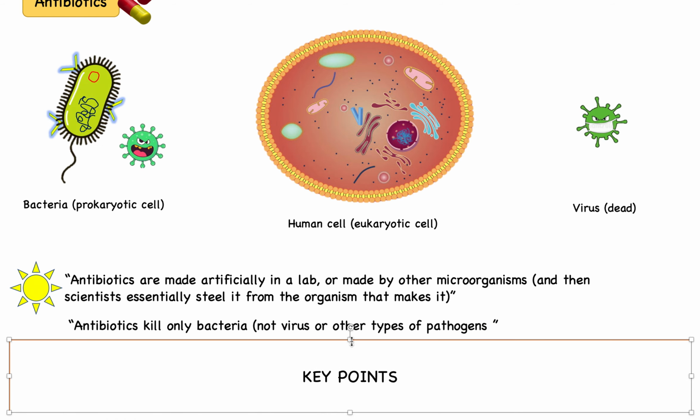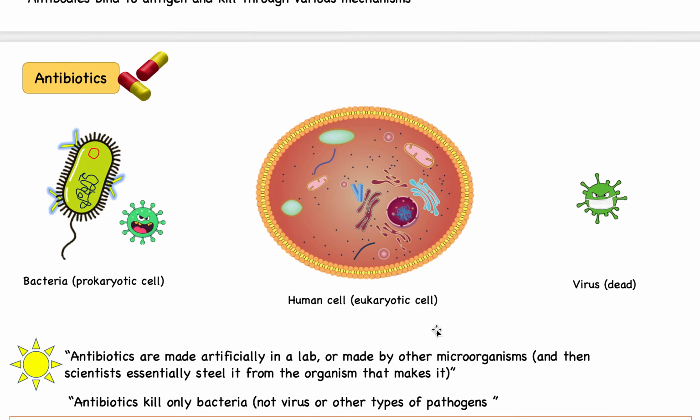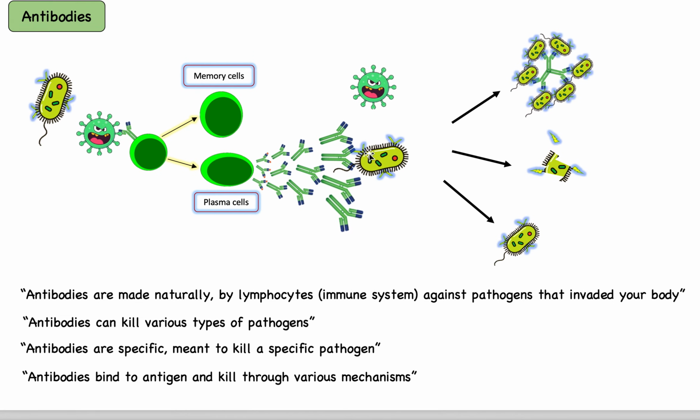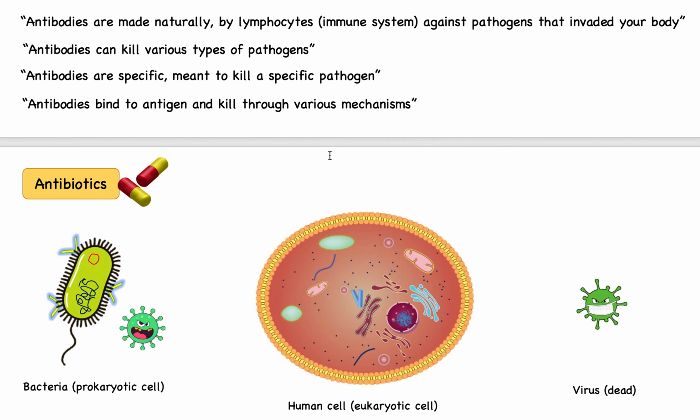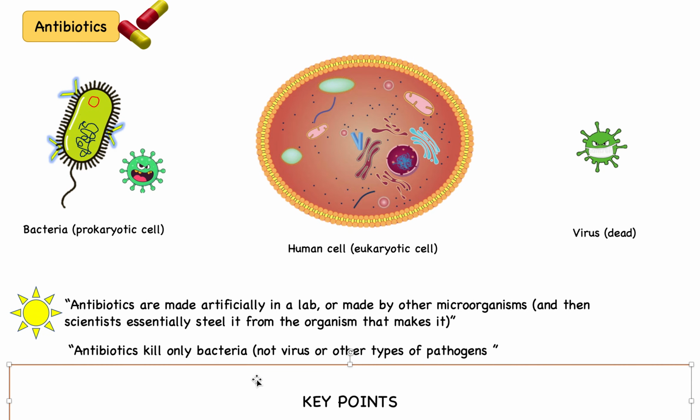Antibiotics kill only bacteria, not viruses or other types of pathogens. Antibodies, we know, can kill anything. They can kill bacteria, viruses, parasites, anything, as long as they bind to that specific pathogen directly and make antibodies for that specific pathogen, right? But in this case, antibiotics can only be used for bacteria. You cannot kill a virus like that. So let me explain what that means.